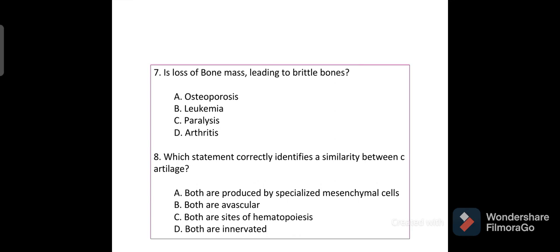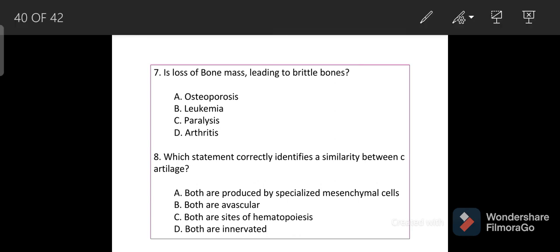Number 7. Is loss of bone mass leading to brittle bones? A. Osteoporosis. B. Leukemia. C. Paralysis. D. Arthritis. The correct answer is letter A. Number 8. Which statement correctly identifies a similarity between bone and cartilage? A. Both are produced by specialized mesenchymal cells. B. Both are avascular. C. Both are sites of hematopoiesis. D. Both are innervated. So the correct answer is letter A.